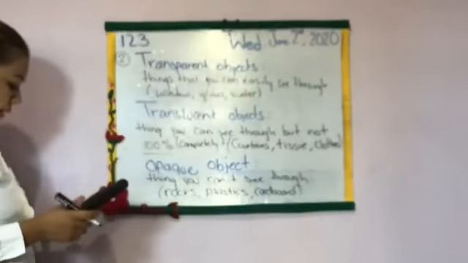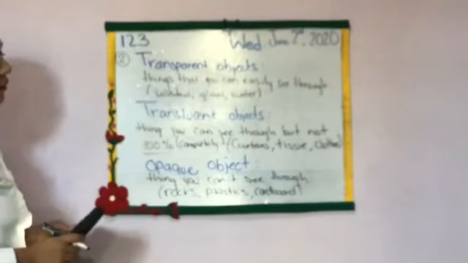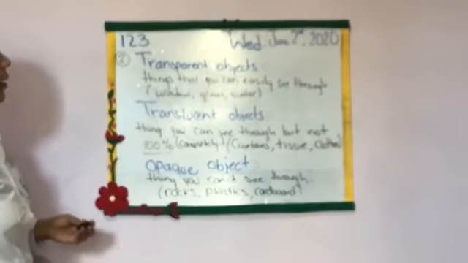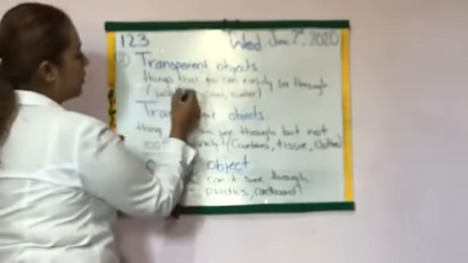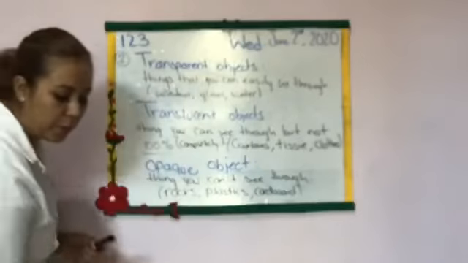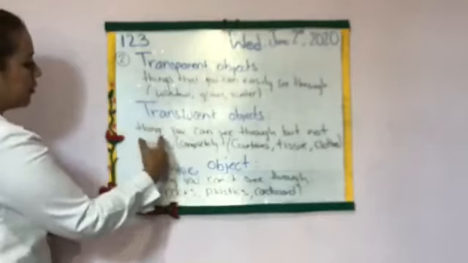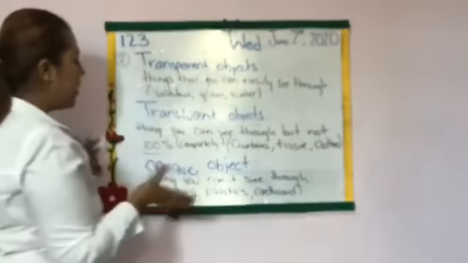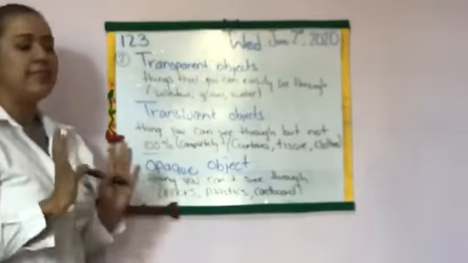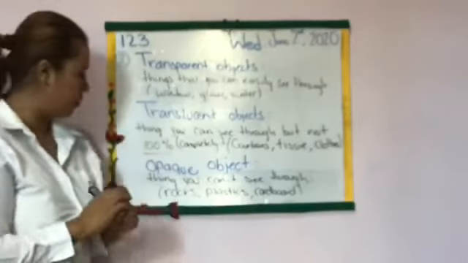Cardboard, it's not easily see through. So these are the characteristics. Transparent objects, things that you can easily see through, like my glass here. Translucent objects, things that you can see through, but not 100%. It's not completely clear, okay?